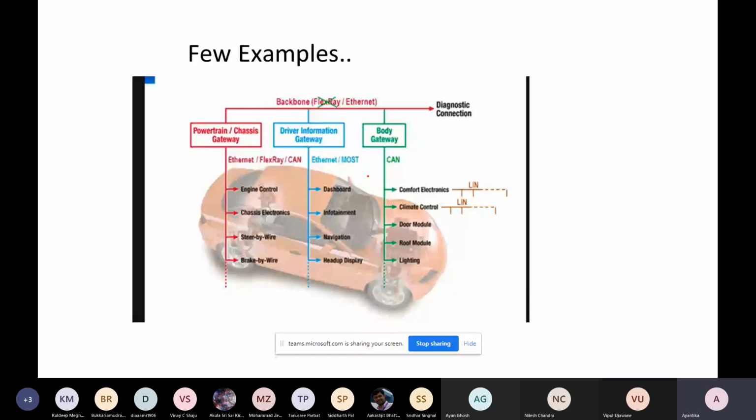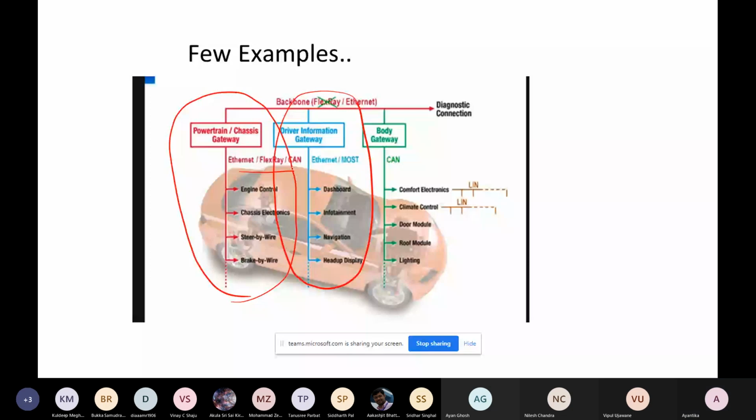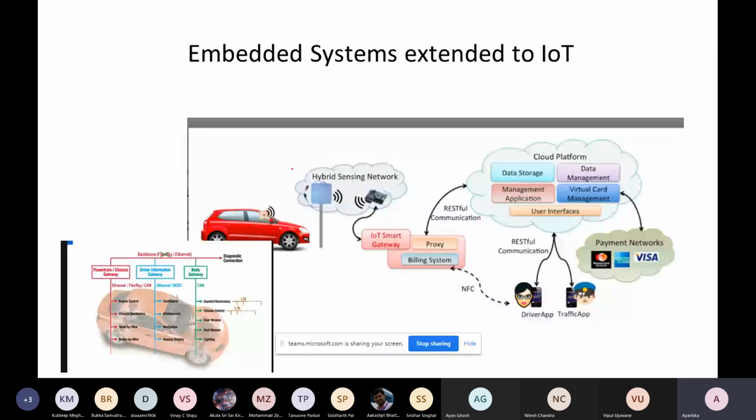Now you can see, in just one simple example, for different parts of the car and different functionalities, you have different types of embedded communication protocols. Some use Ethernet, some FlexRay, some CAN, MOST. There are different types of protocols. So one single smart car, one typical example, has to use different types of protocols due to their different requirements. Things become more complex when this smart car becomes part of your CPS IoT framework.